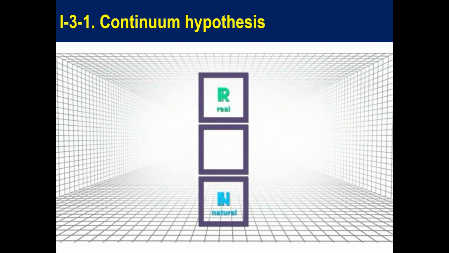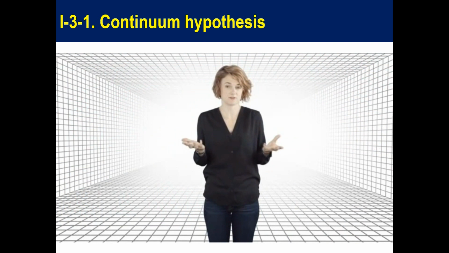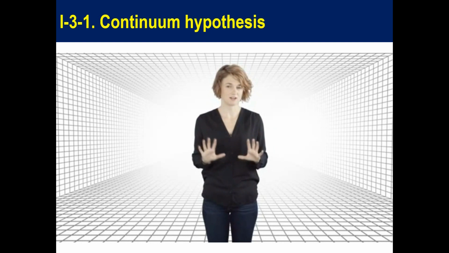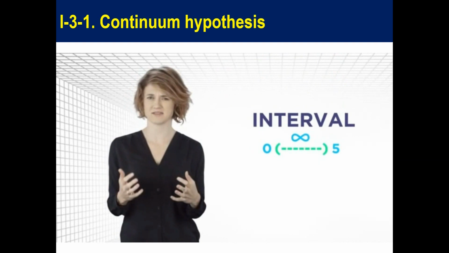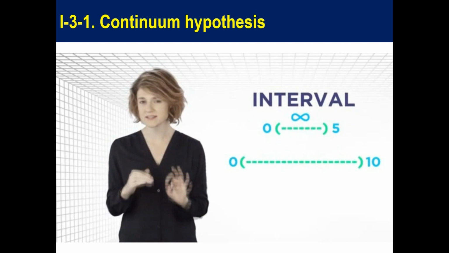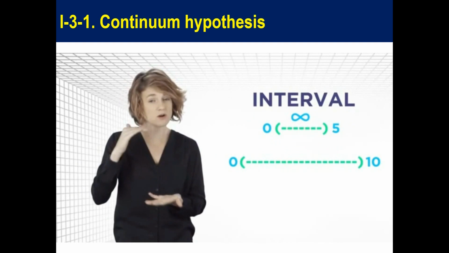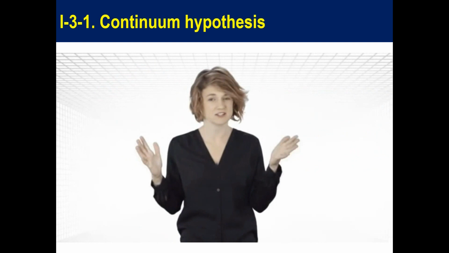You can choose to believe me, or, if you want a technical proof, click on the link in the description where I lay it out for you. For now, let's stay focused on the task at hand, understanding the hierarchy of infinities. An interval on the real number line is also an infinite set. Intuitively, we tend to think that the interval from 0 to 10 is twice as big as the interval from 0 to 5. But amazingly, in terms of the tower of infinities, all intervals are the same size. They're all as big as the real numbers.